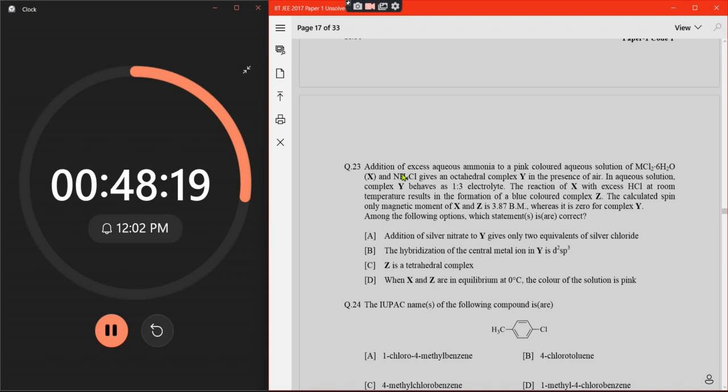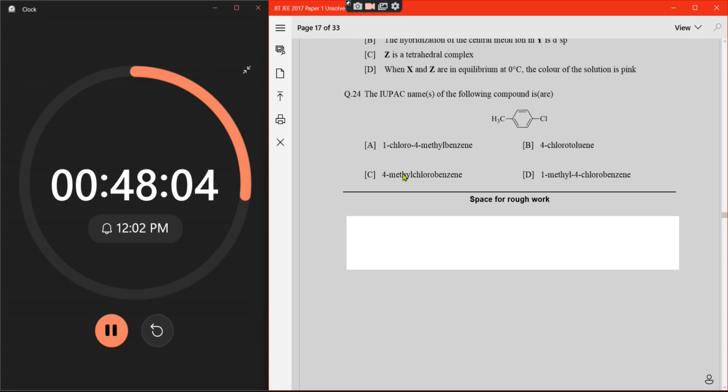Excess ammonia to a pink colored aqueous solution of MCl2·6H2O gives the octahedral complex Y in the presence of air. Okay, I don't know this, so I won't do this.